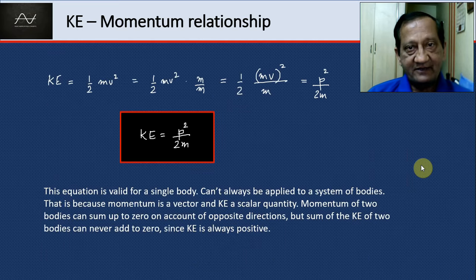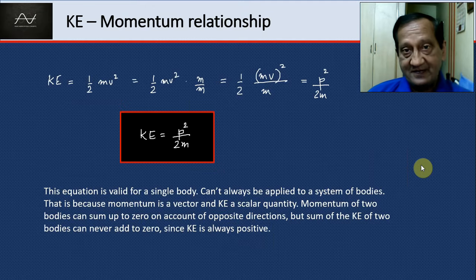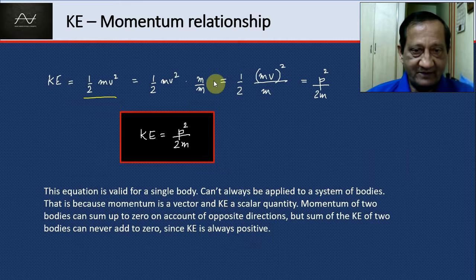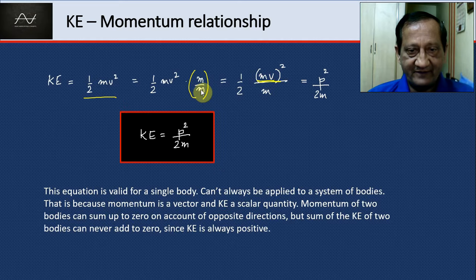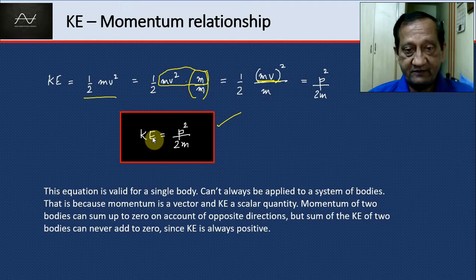Now, let's relate kinetic energy with momentum. I know momentum is a vector. How can you relate a vector to a scalar? But I'm not going to take the momentum vector. I am going to consider the magnitude of the momentum. Half mv square, multiply and divide by m. We get m square v square here. That means mv whole square divided by m. This is m square v square, isn't it? But mv square is p square, so I can write k is equal to p square by 2m. Wonderful. There's a relationship between kinetic energy, which is a scalar, with the magnitude of the momentum.